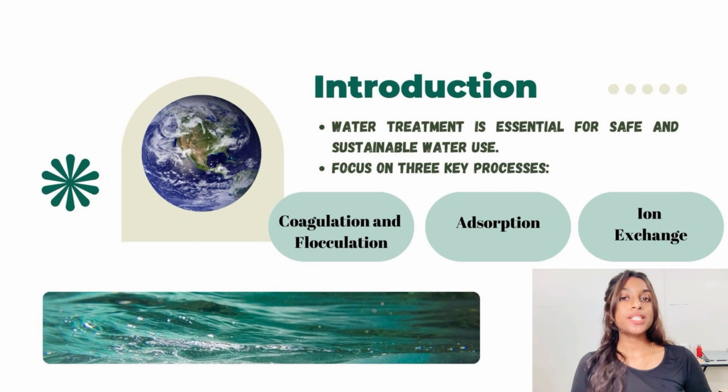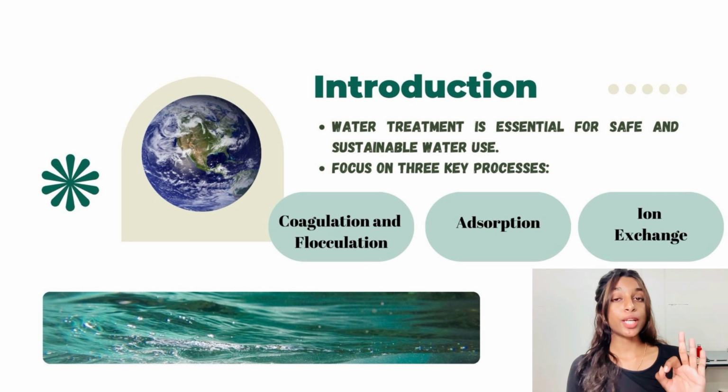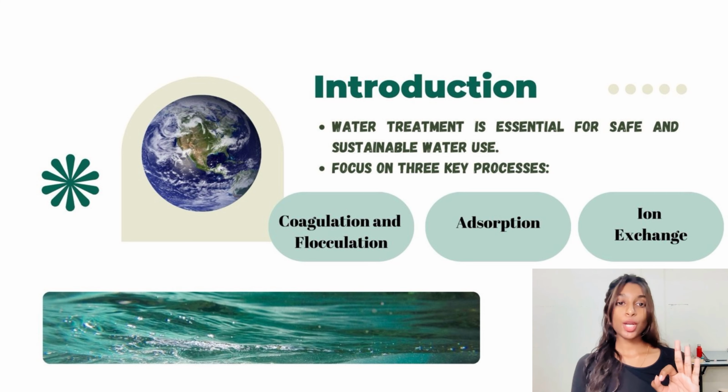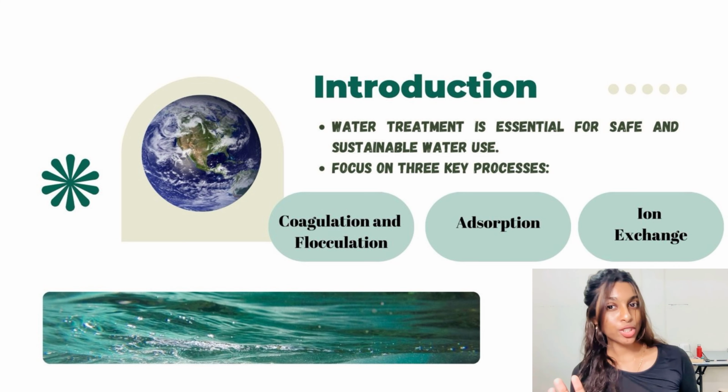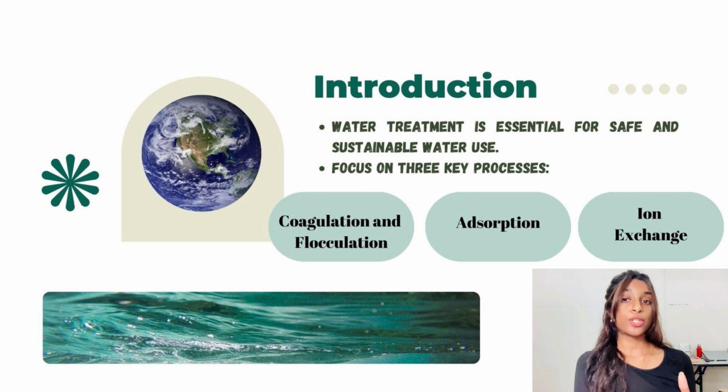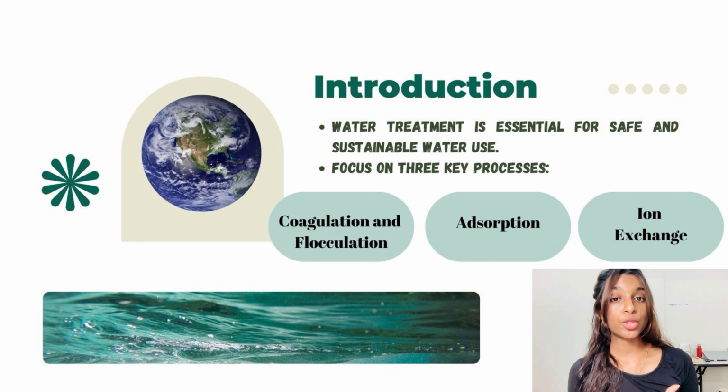Today, I will be discussing 3 critical aquatic chemical processes that are used to improve water quality. These processes are coagulation and flocculation, adsorption, as well as ion exchange. Each of these processes plays a vital role in water treatment systems and contributes to sustainable environment management.